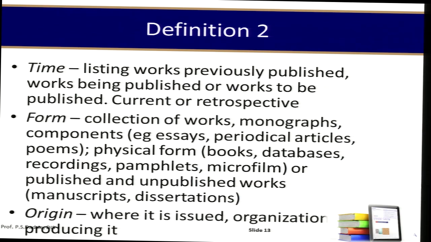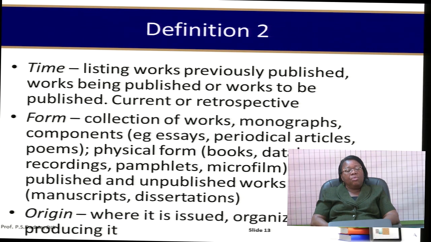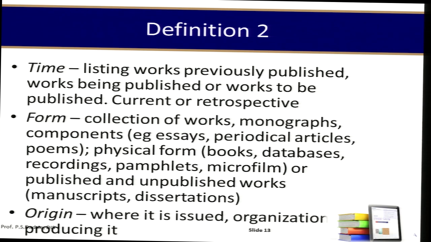Time includes the listing of works either previously published, or works being published now, or works to be published. That is, in a bibliography you have current as well as retrospective information. To be divided by form, this means the National Bibliography should list all the collection of works, whether they are monographs or components such as essays and periodical articles, and it should also tell us the form, whether it's a book format or a database, recordings, pamphlets, or even microfilm.